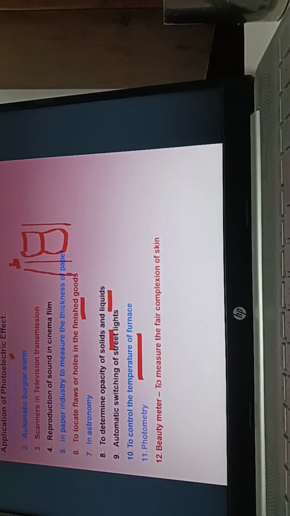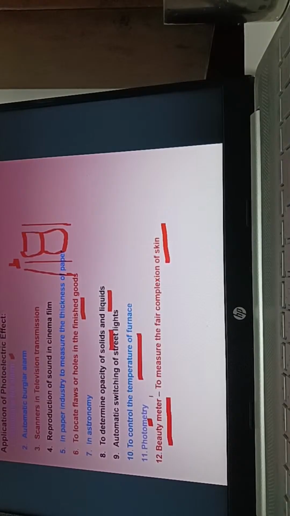Photometer. A photometer is generally used to see the beauty or fairness. Beauty meter is the fairness meter. You know that in advertisements it will come, if you use this powder you will look beautiful, like that. That complexion, the skin complexion, can also be checked with the help of the photoelectric effect.